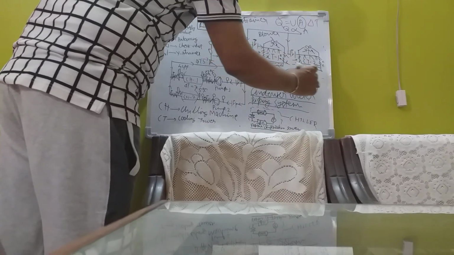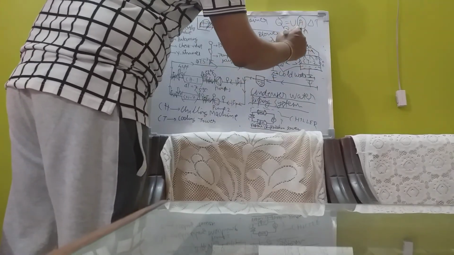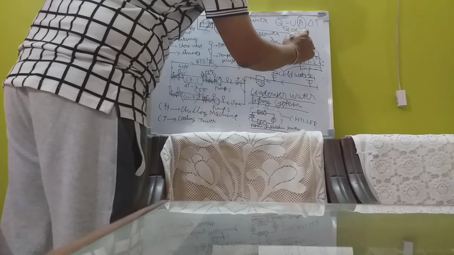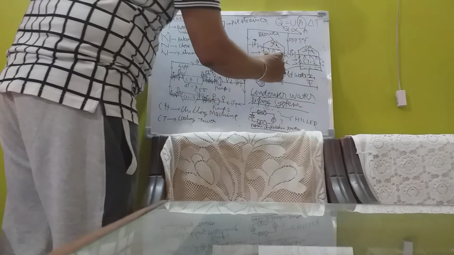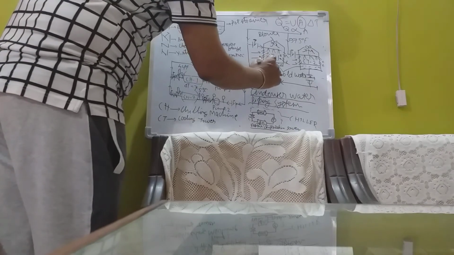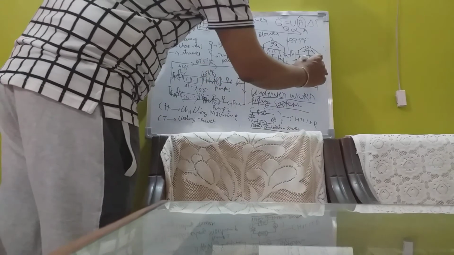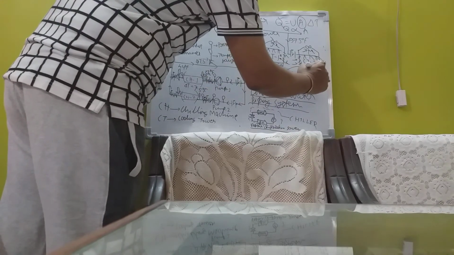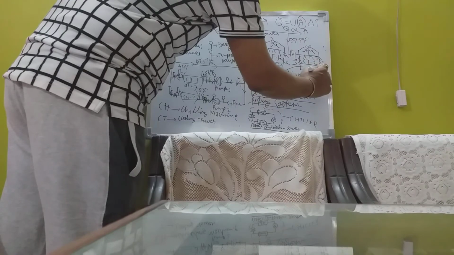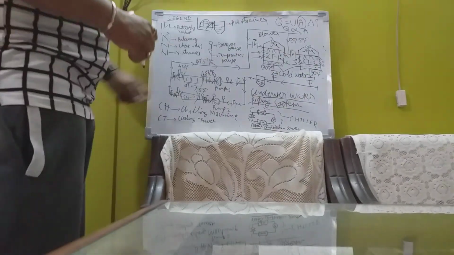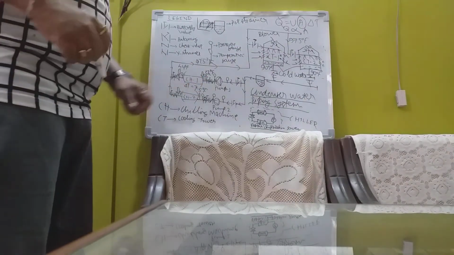It enters here at 97.5 degree Fahrenheit, and it comes out at a temperature of 90 degree Fahrenheit. That means delta T is 7.5 degree Fahrenheit.